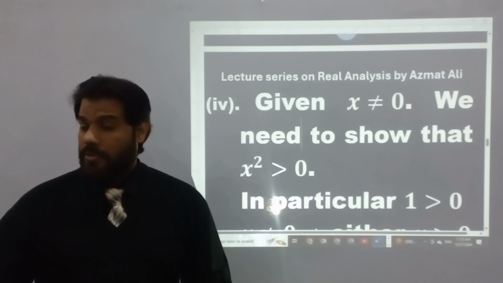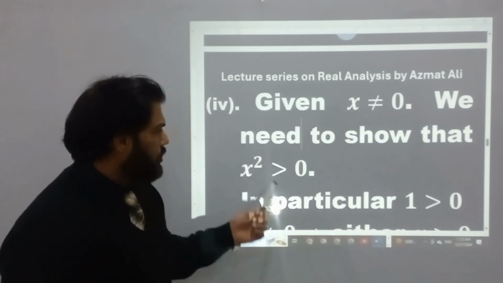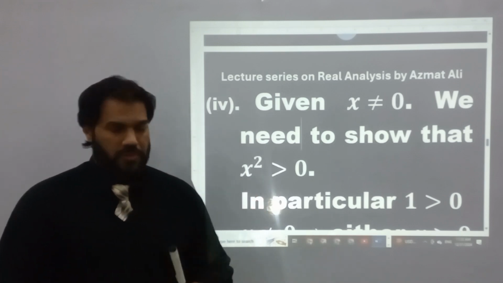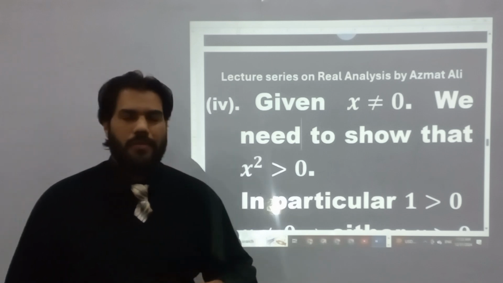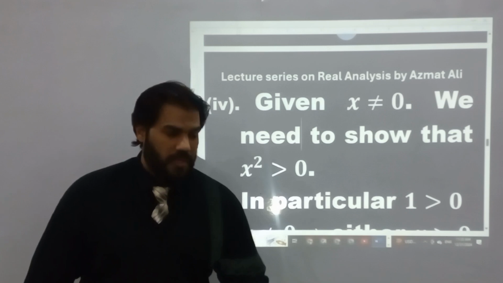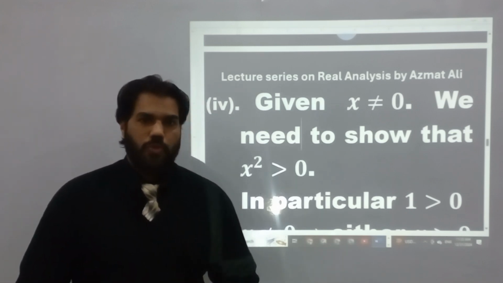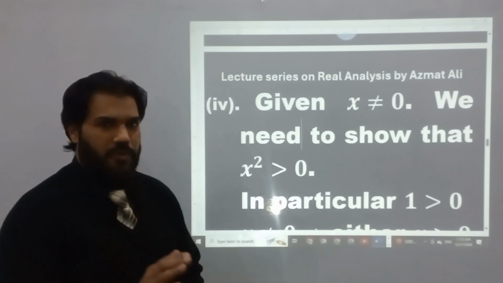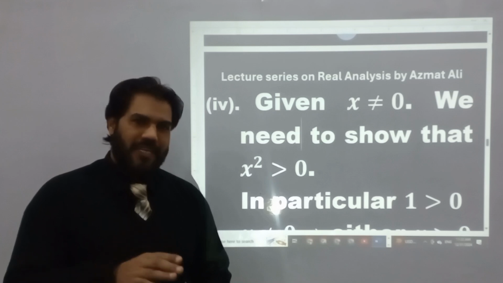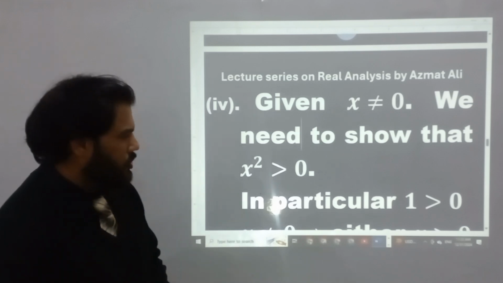Fourth one, this is an important property. We have to show that if x is any non-zero real number, its square is greater than 0. For example, if our real number is 5, then the square of 5 is 25. Similarly, if our real number is minus 5, then again its square will be 25. So in both cases, whether x is negative or positive, but not equal to 0, its square will always be greater than 0. This is our target to show.